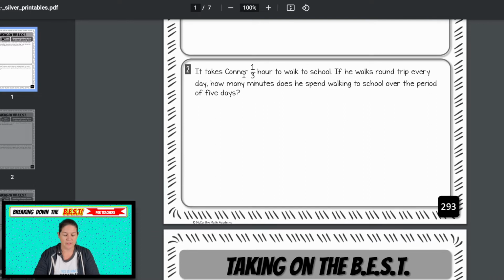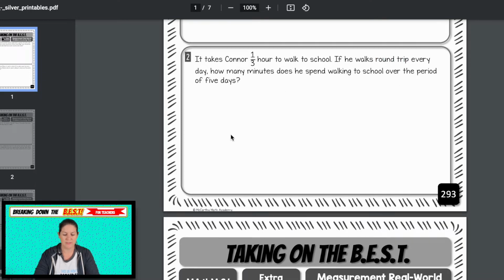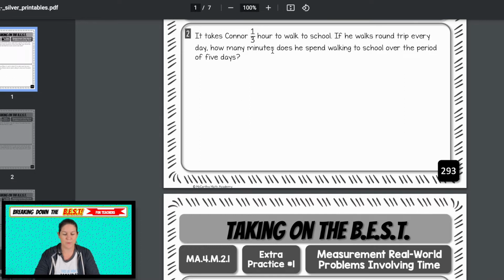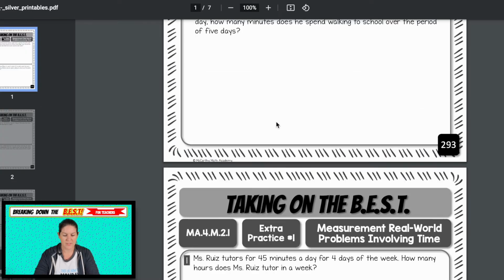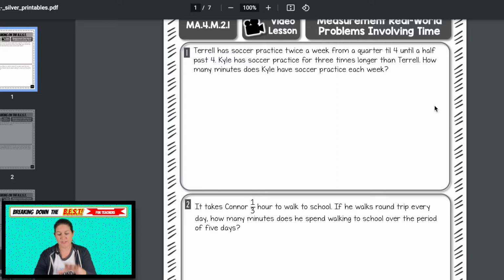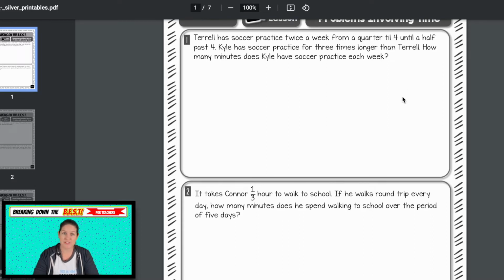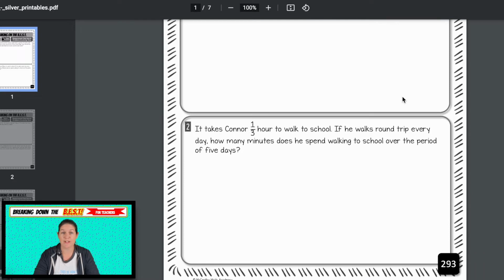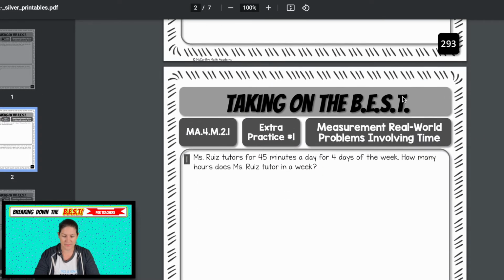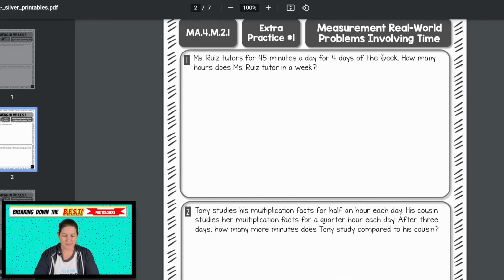This one we've got Connor takes a 1/3 hour walk to school, including that vocabulary like round trip right there, and then converting into minutes. So also, you notice there's not a reference sheet here. So make sure that your students are equipped with a reference sheet before you have them go into solving these problems, okay? Because they're not expected to master or memorize that reference sheet. Got some extra practice with time.